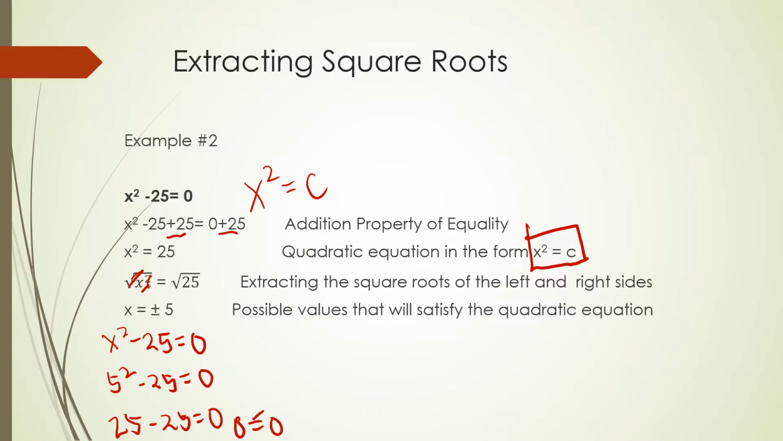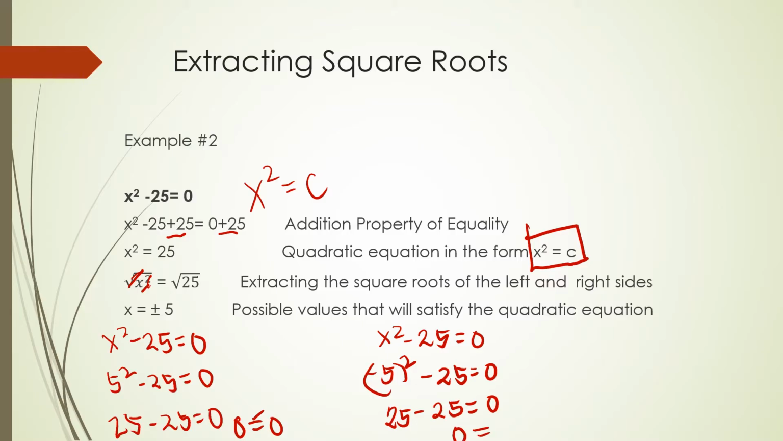Okay? And another one, again, you have x squared minus 25 is equal to 0. So you have negative 5 squared, including the negative, minus 25 is equal to 0. Negative times negative will become positive, and then you have 5 times 5, that is 25. So 25 minus 25 is equal to 0. 25 minus 25, that is 0, is equal to 0. So it satisfies the given equation.